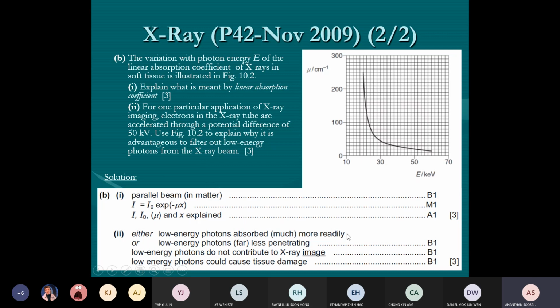Low energy photons are absorbed more readily. These photons are less penetrating. Low energy photons do not contribute to the imaging. It just damages the tissue, so it needs to be blocked. Okay.